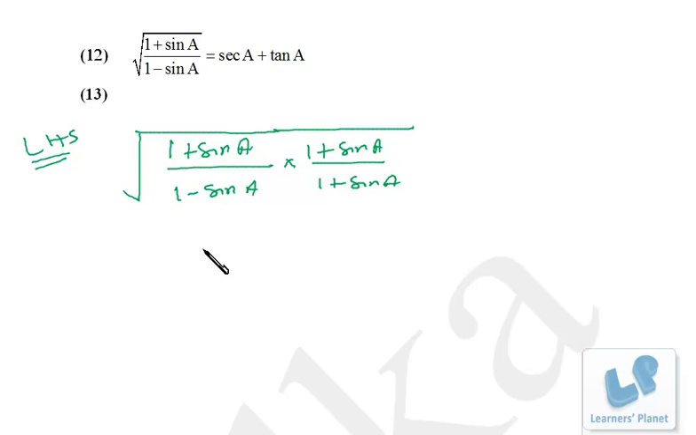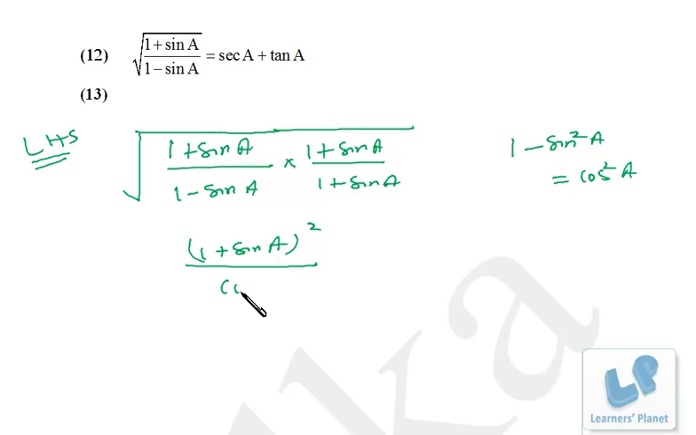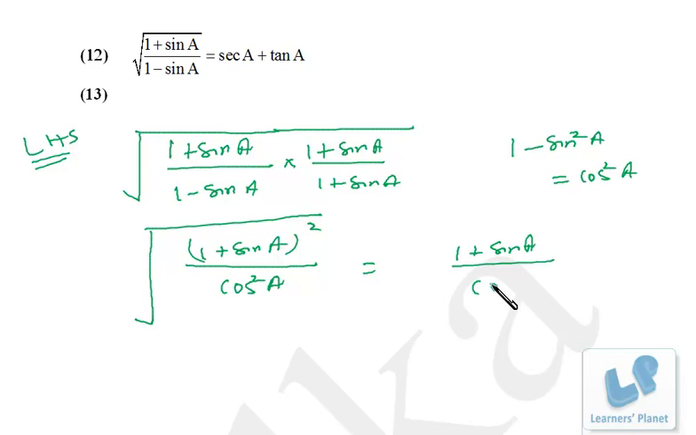Now 1 plus sin a into 1 plus sin a, that is 1 plus sin a whole square. And 1 minus sin a into 1 plus sin a will be nothing but 1 minus sin square a. It is a minus b and it is a plus b. So 1 minus sin square a is equal to cos square a. Okay, the entire thing is in square root. So if it comes out of the square root, we will be left with 1 plus sin a upon cos a, right? Now it is 1 upon cos a plus sin a upon cos a.